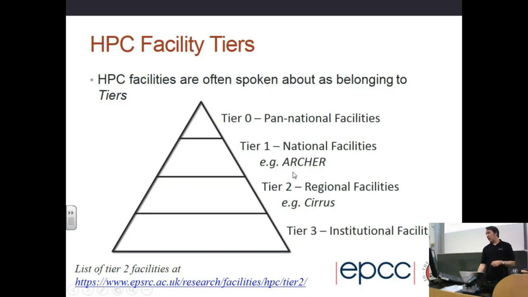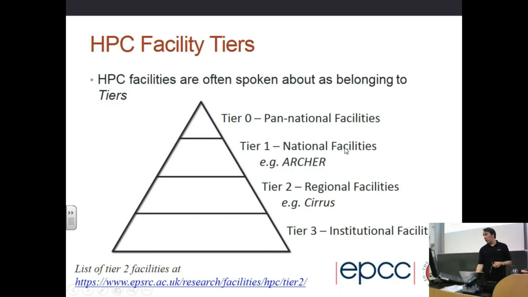National facilities such as Archer are tier one, and regional facilities such as Cirrus are tier two. So we have one Archer, and the UK has about half a dozen of these. And then tier three would be down here. What differentiates them is really scale and cost.